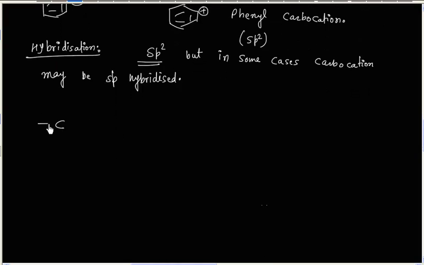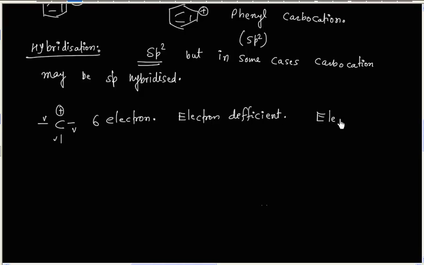Next important point about carbocation is that it has a total of 6 electrons. So carbocation is an electron deficient species. So this is electron deficient. So carbocation can act as an electrophile. It can gain electrons. So this is an electrophile. Or you can say carbocation is a Lewis acid because it can gain electrons.